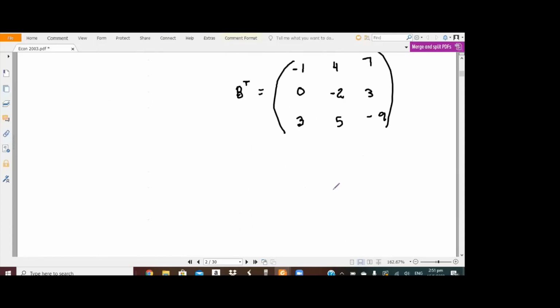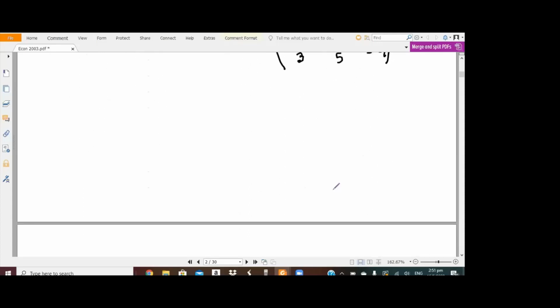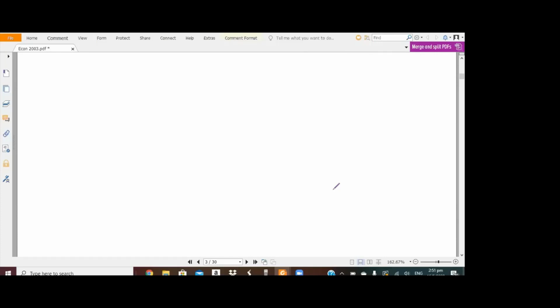Same thing. They're both equivalent, right? So that's how you find the transpose of a matrix. Now, let's talk about matrix addition.